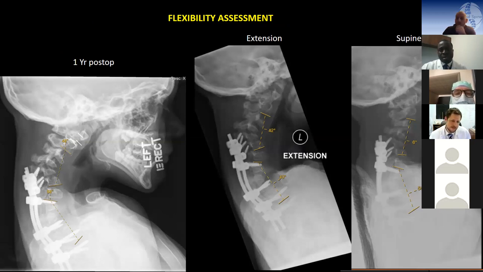Would you now go with all posterior, or would you consider doing the anterior supplementation here? Well, I think it clearly is somewhat flexible, but it's begging for something anterior now. I mean, that supine getting to 8 degrees, again, with this small bone, and I don't treat kids with this, so I don't know what the biology is like, but you've got to go up to at least C2, if not more, and got to be thinking about maybe something anterior.